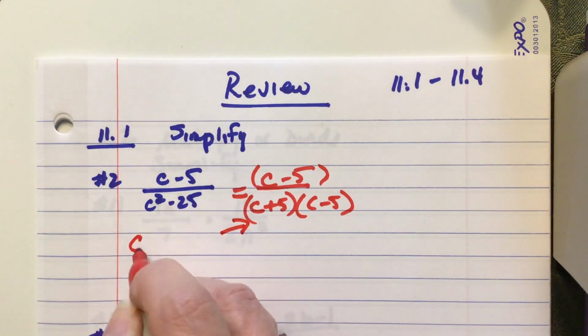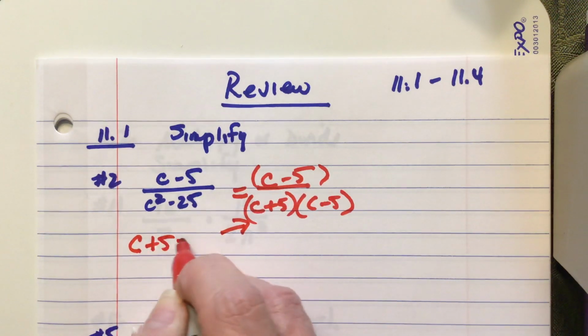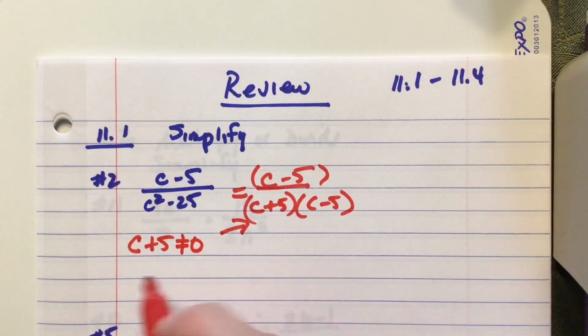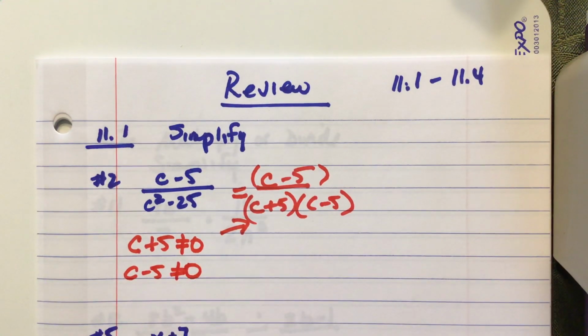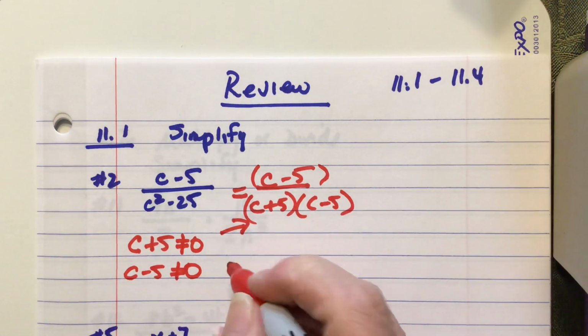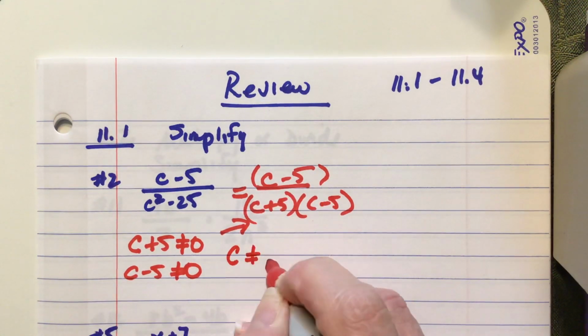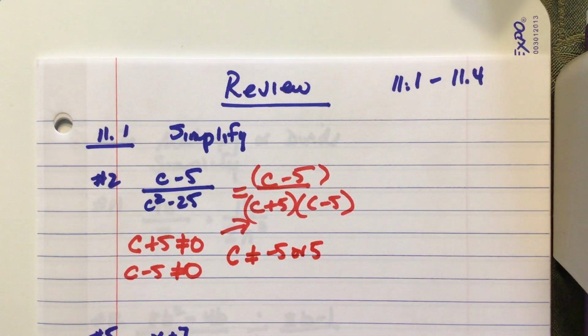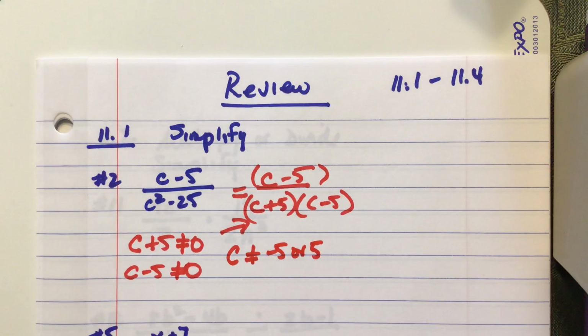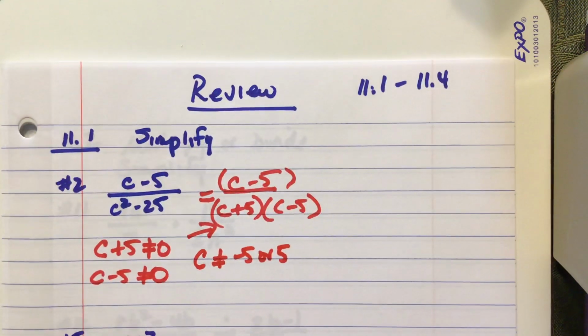And on one side, c plus 5 cannot equal 0. And on my other side, c minus 5 cannot equal 0. So if I subtract 5 on both sides, and in this case add 5 to both sides, I can see that c cannot equal negative 5 or 5. So that takes care of my restrictions in terms of what I'm not allowed to do.